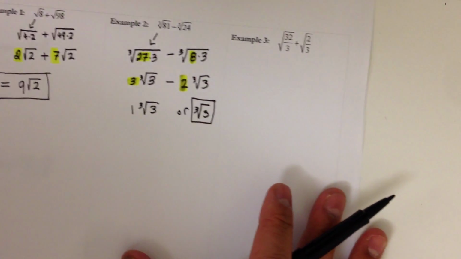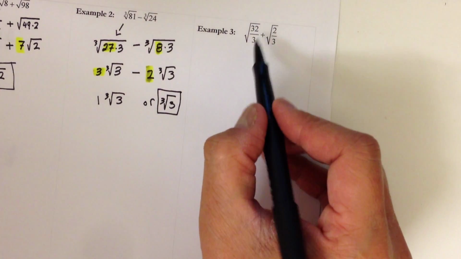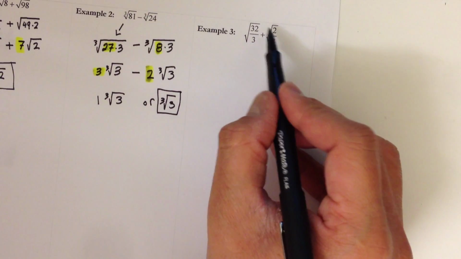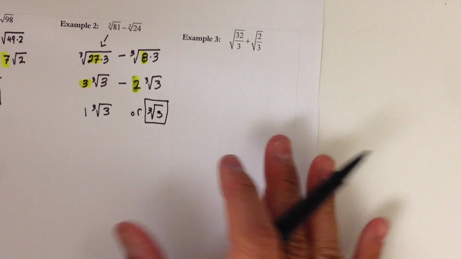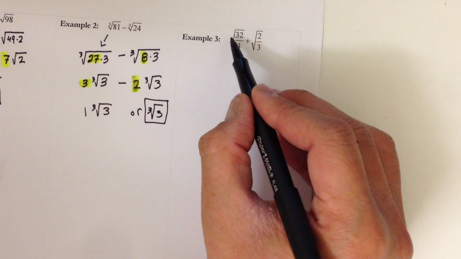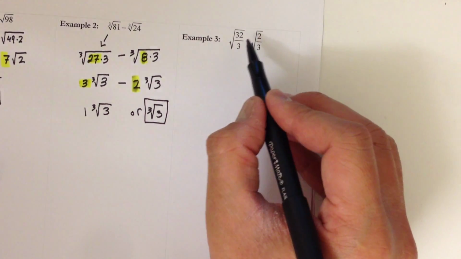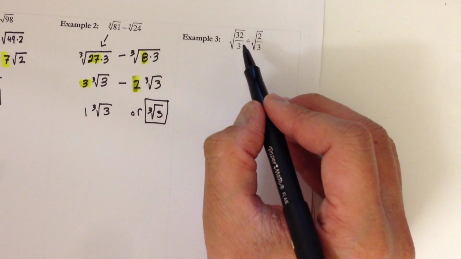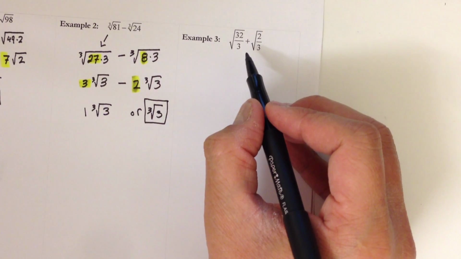Okay, very good. Let's go ahead and add these two radicals. Now, these two radicals present even a bigger challenge to us. First of all, we notice that their radicands are not the same. And in addition to that, we know that we will need to rationalize the denominator. So it's a combination of two things that we're going to have to do.